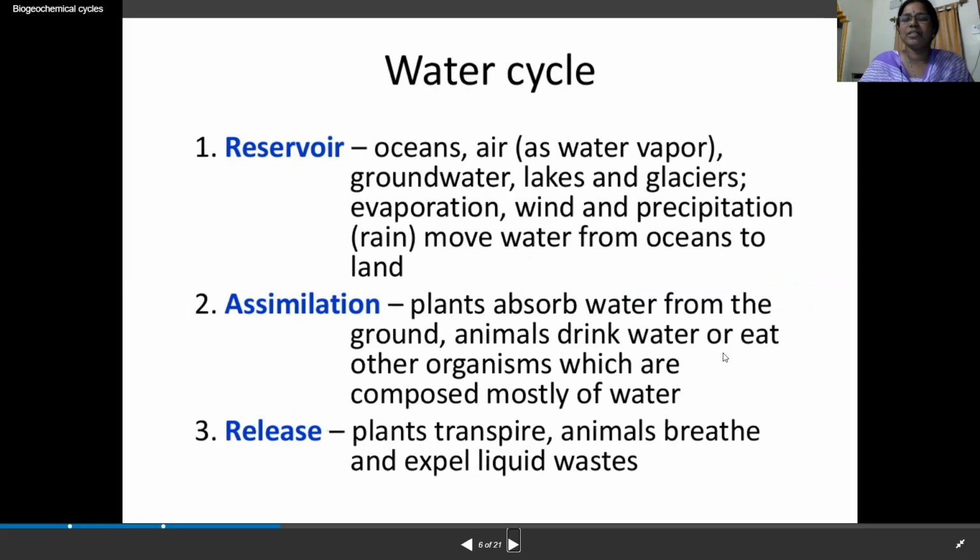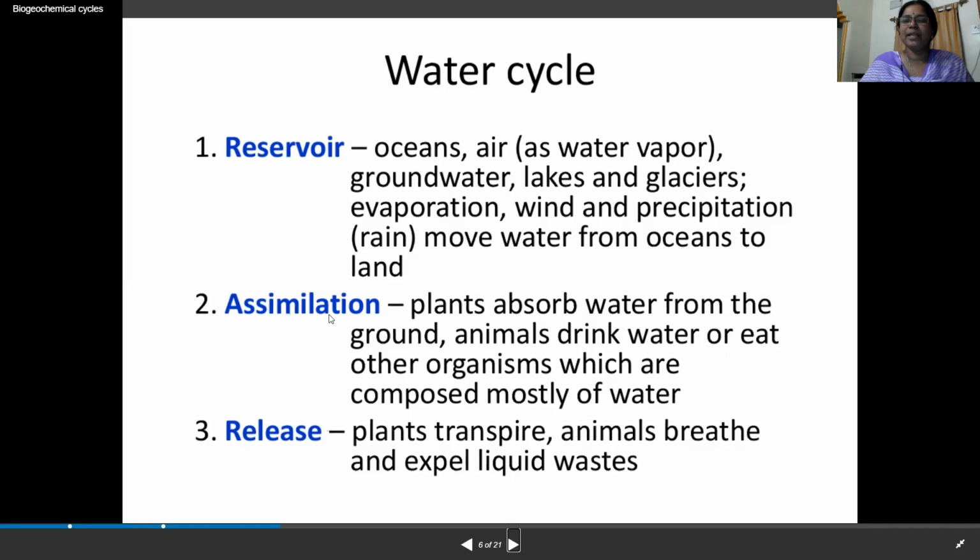So what are the keywords in this one? One is reservoir. Whatever the sources of water there are, like oceans, air as water vapor, groundwater, lakes, glaciers. Evaporation, wind and precipitation move water from oceans to land. These all together are called the reservoir.